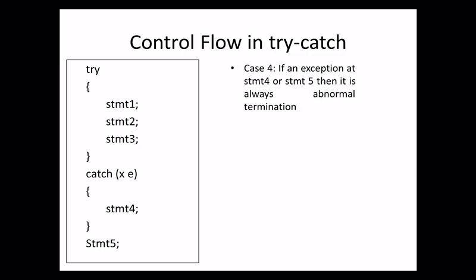Next case: if an exception occurs at statement 4 or statement 5, then it is always abnormal termination, because statement 4 and statement 5 were not handled with the help of try and catch block. Okay, thank you.